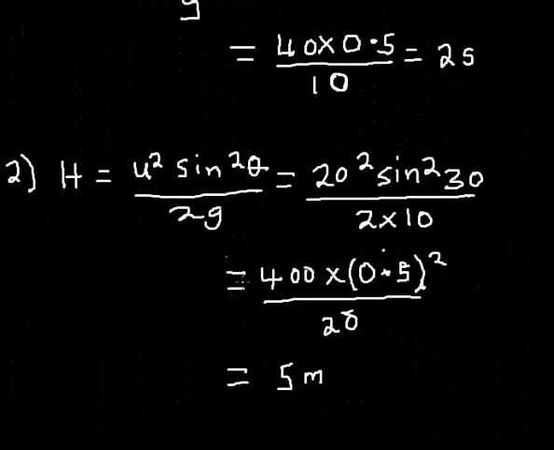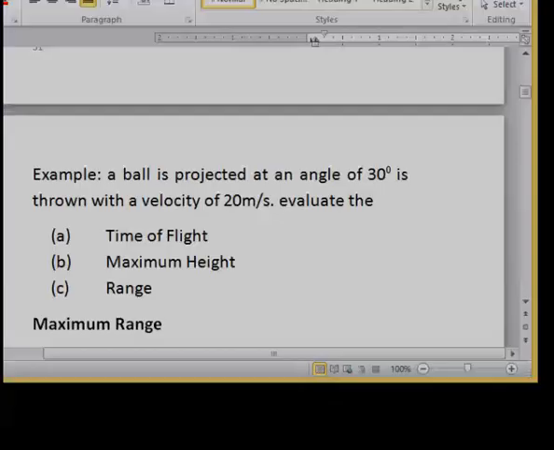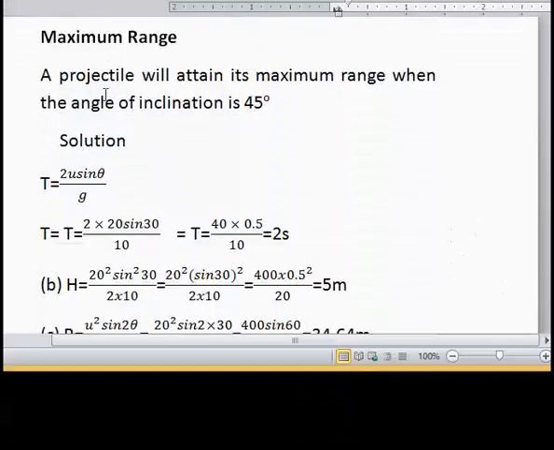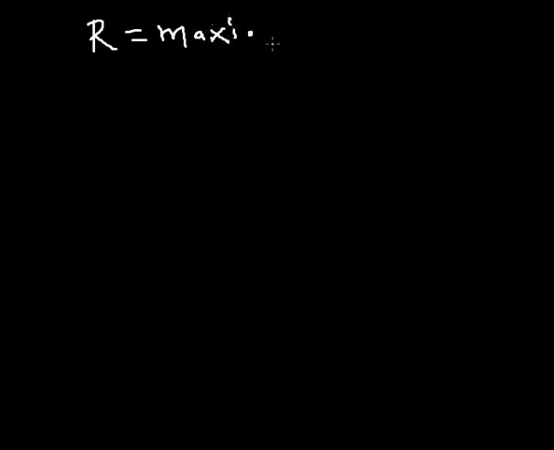Okay, so now let's look at maximum range of a projectile. At what angle will a projectile be projected? That's a question. A projectile will attain its maximum range when the angle of inclination is 45 degrees. Of course, for range to be maximum, you must project that projectile at an angle of 45 degrees. That is the only time you have a maximum range.